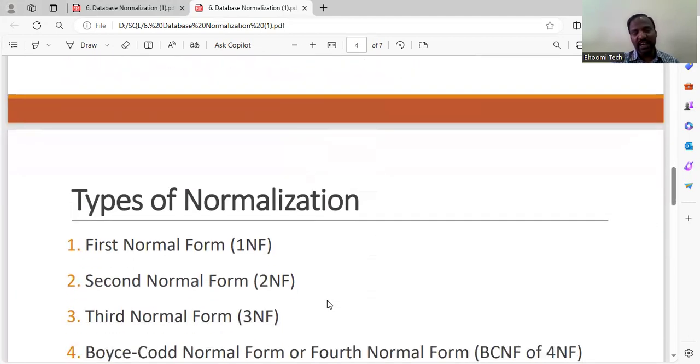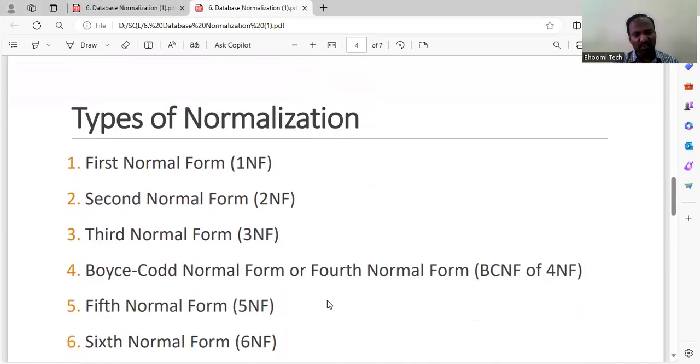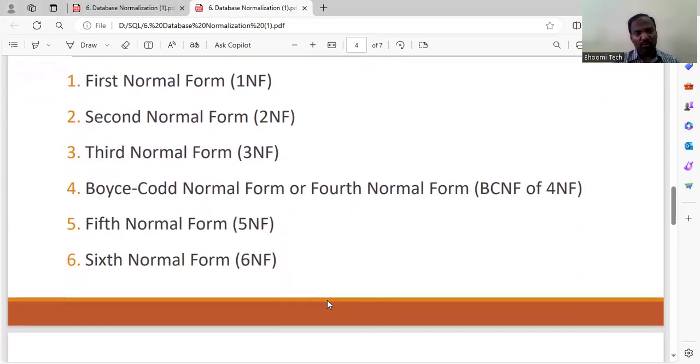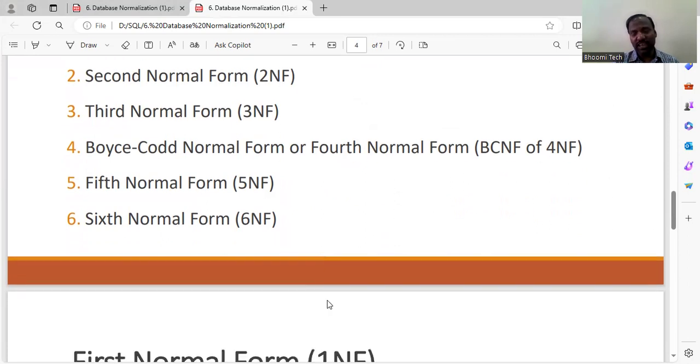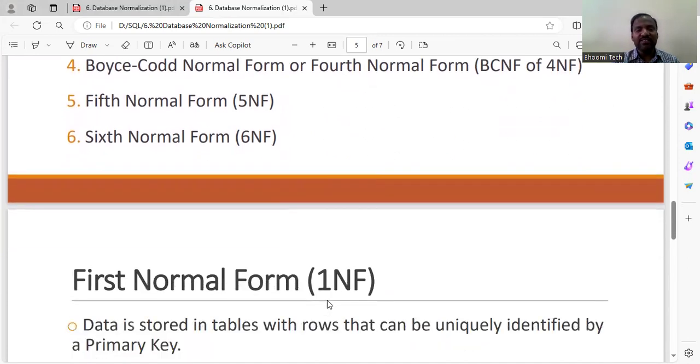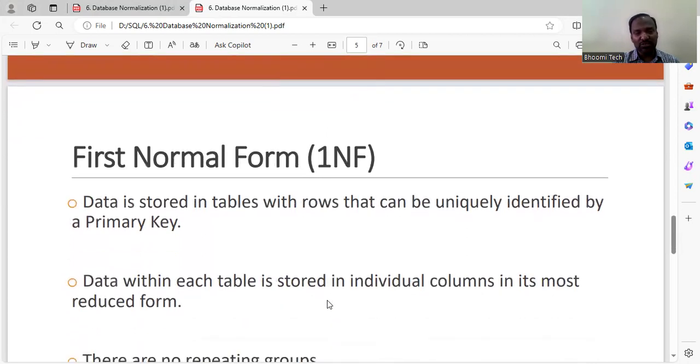So first, there are different types of normalization: first normal form, second normal form, third normal form, fourth normal form, also called Boyce-Codd normal form, fifth normal form, and sixth normal form. Let us see what the rules of these normal forms are. The first normal form: data is stored in tables with rows that can be uniquely identified by a primary key. And the data within each table is stored in individual columns in its most reduced form.